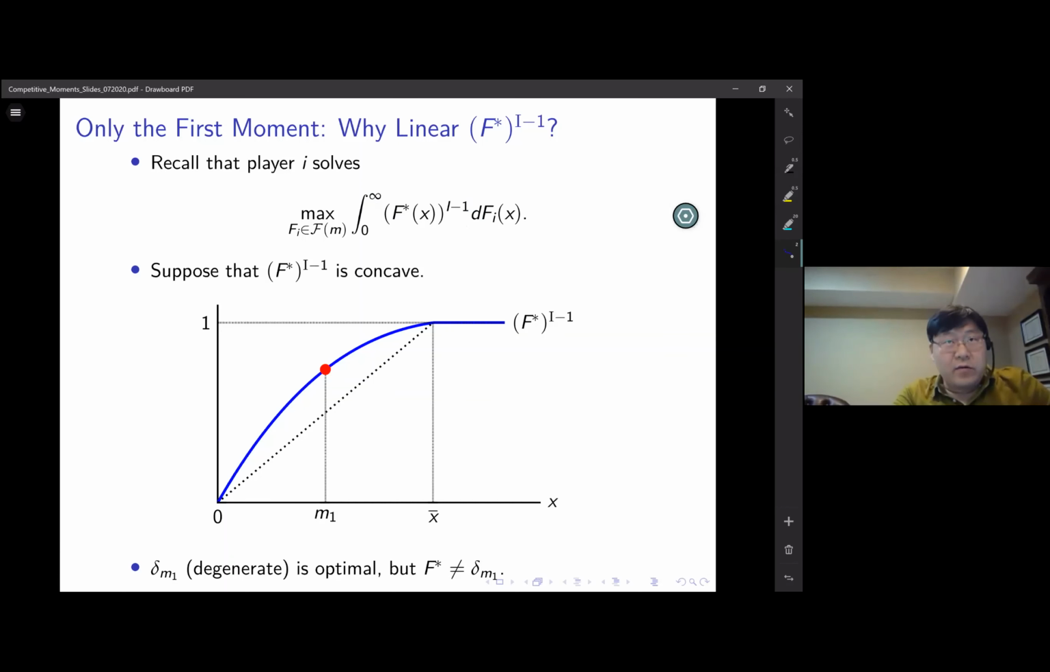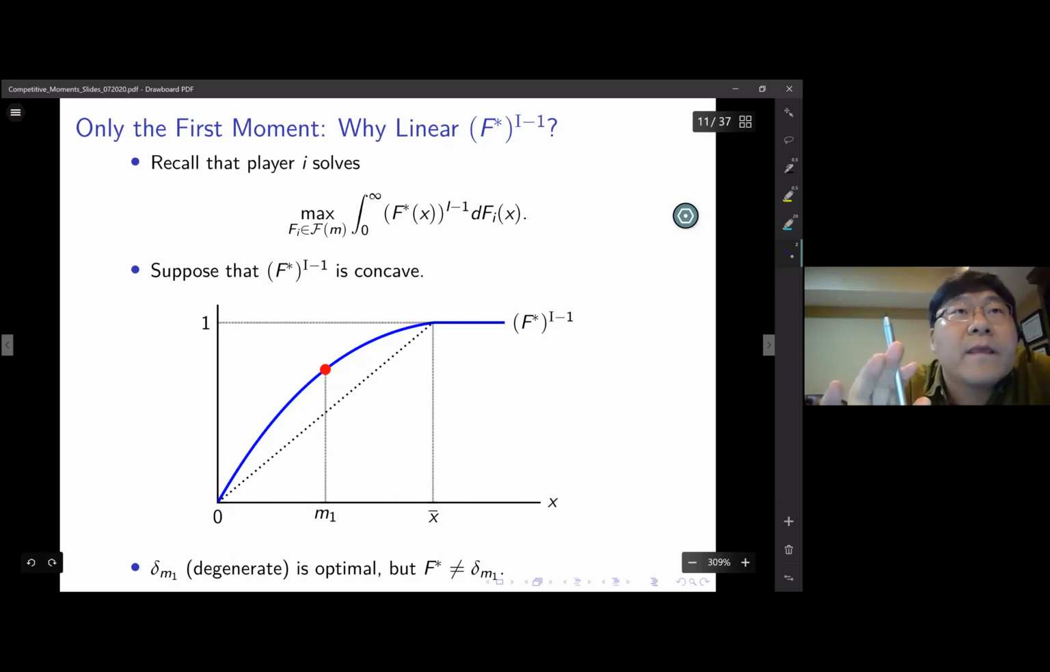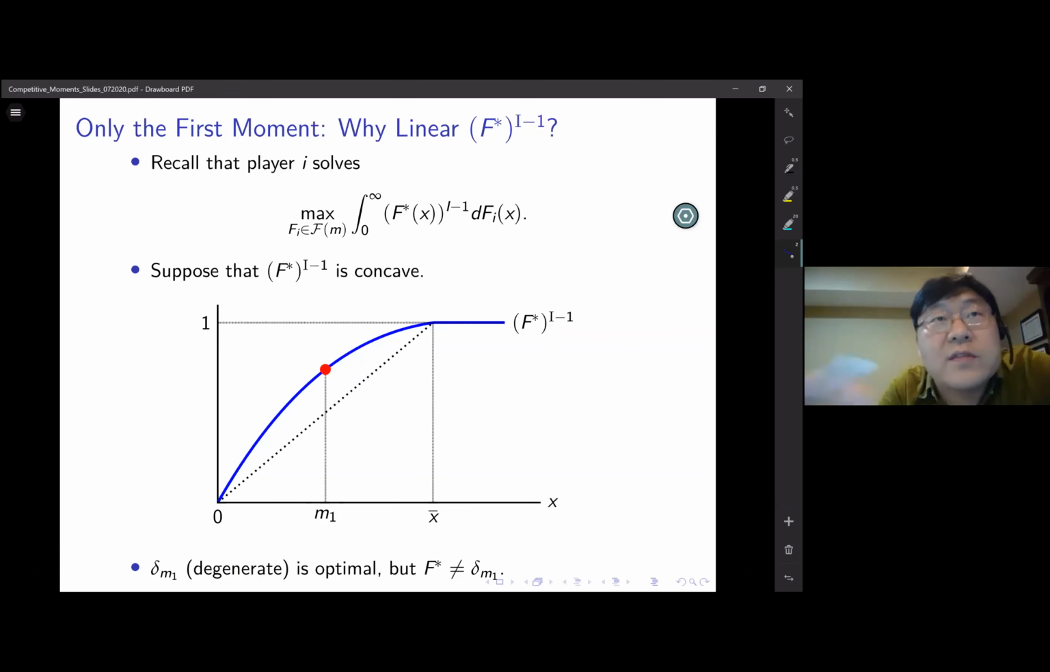Now, this is a simple thing you learn in first year micro. You can apply Jensen's inequality, or if you want, you can also apply concavification. Either way, we know that the player does not want any dispersion. So the optimal strategy for the player is the degenerate distribution at M1. But we know that this given strategy F star is not a degenerate distribution, so we know that in equilibrium, this cannot be the case.